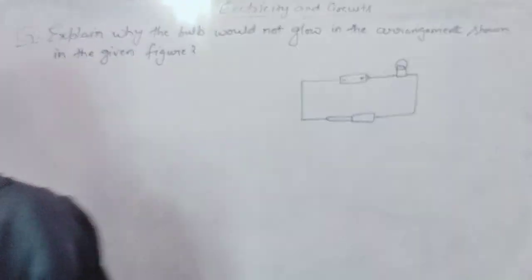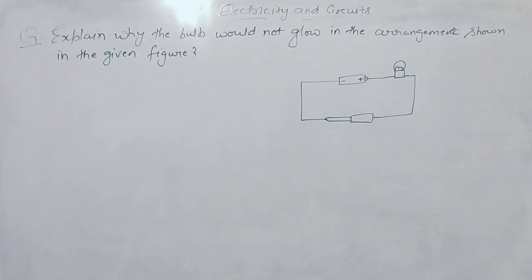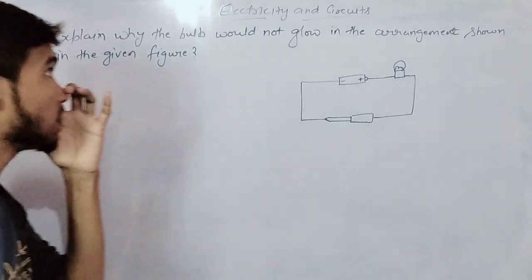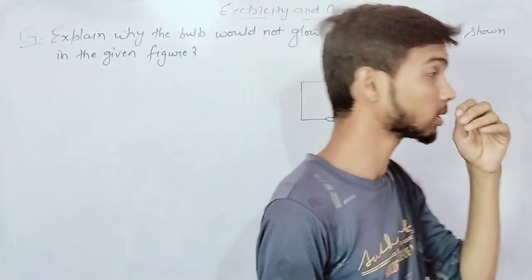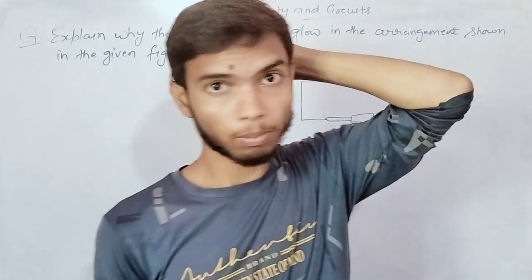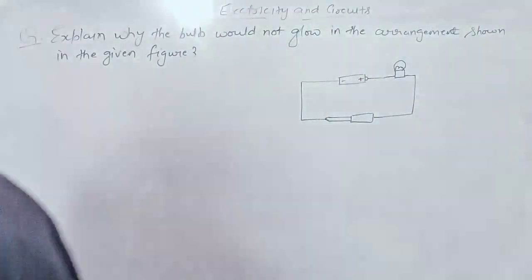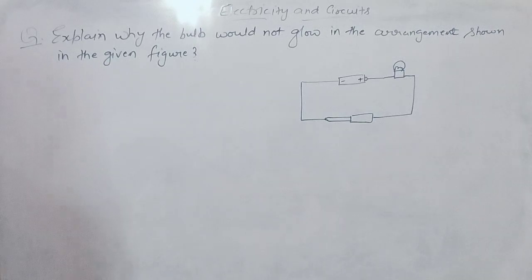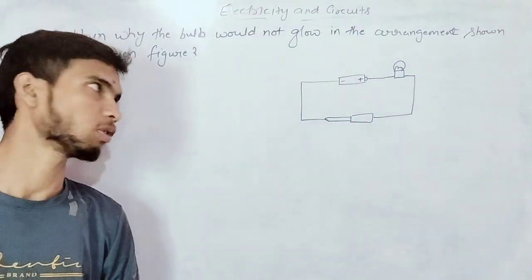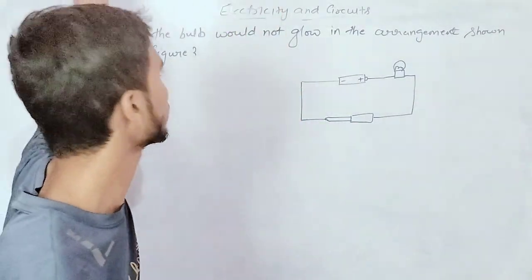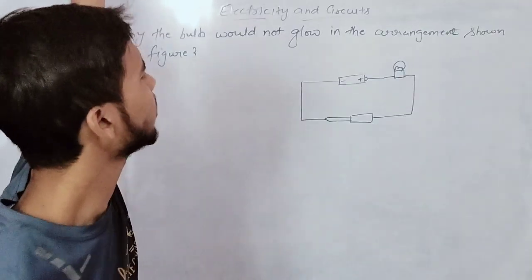We have this complete question. The question is asking, explain why the bulb would not glow. It is already saying that the bulb will not glow, but you have to give the reason why the bulb will not glow. You have to tell the reason from this figure. The figure is given to you. In the arrangement shown in the given figure.